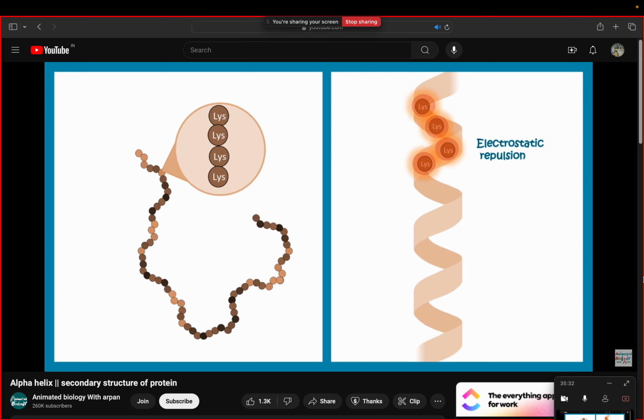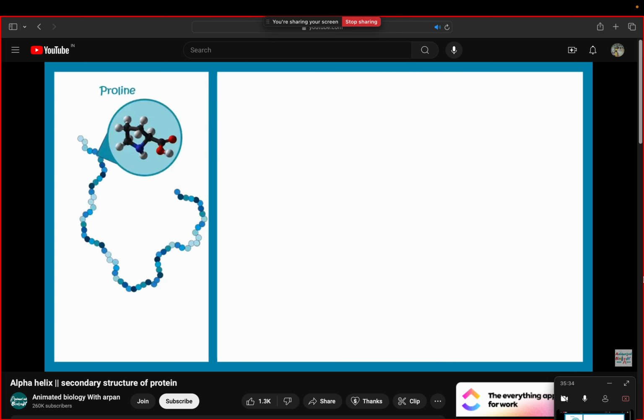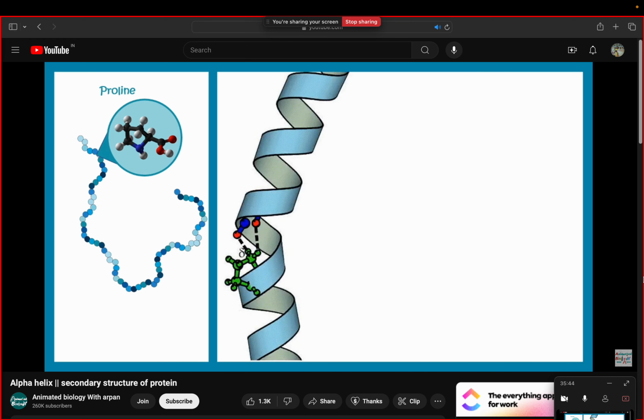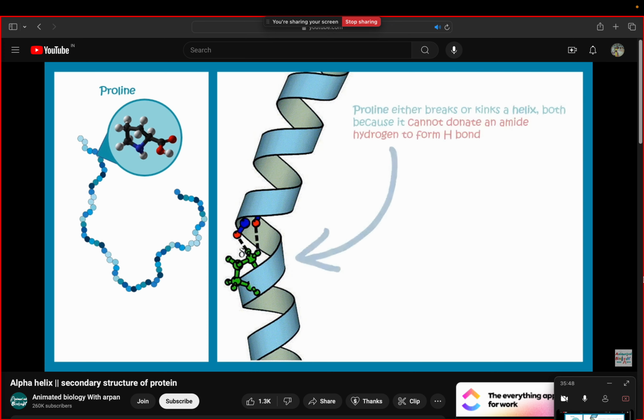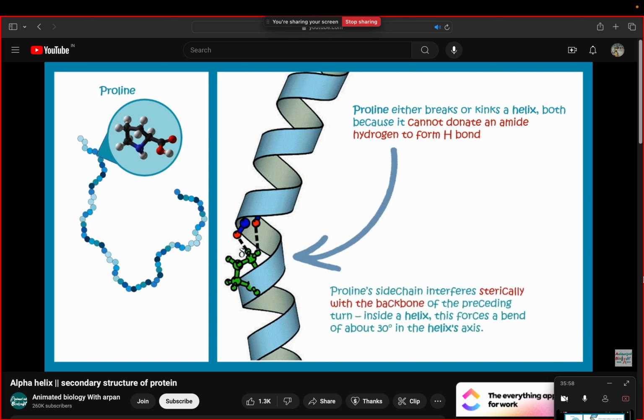It would be actually favorable in terms of helix formation. Other amino acids such as proline are also termed helix breakers, because once proline is present in a secondary structure, it would create a tilt in the secondary structure, as you can see here. And the amide hydrogen of proline cannot be used to make hydrogen bonds.